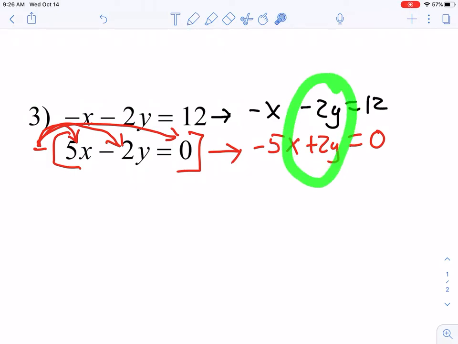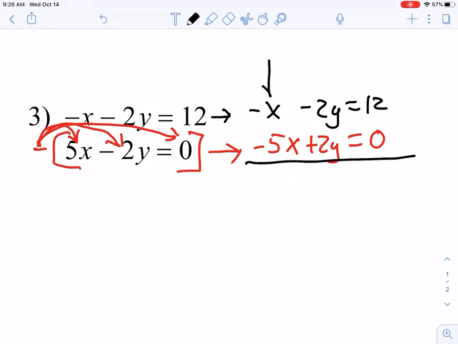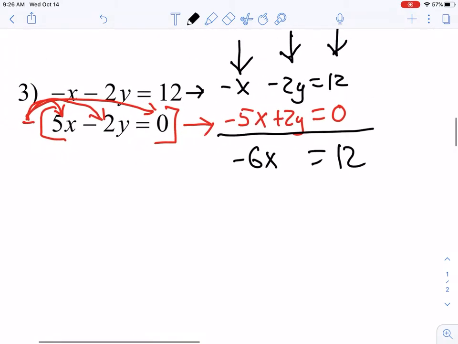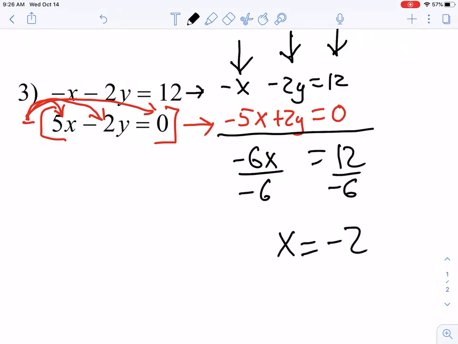Now I've created exact opposites that will eliminate. So I'm going to put my first two together, negative x and 5x, make negative 6x. Negative 2y and positive 2y cancel out. And 12 and 0 make 12. So now I have an equation that I can solve by dividing negative 6 to both sides to find that x equals negative 2.